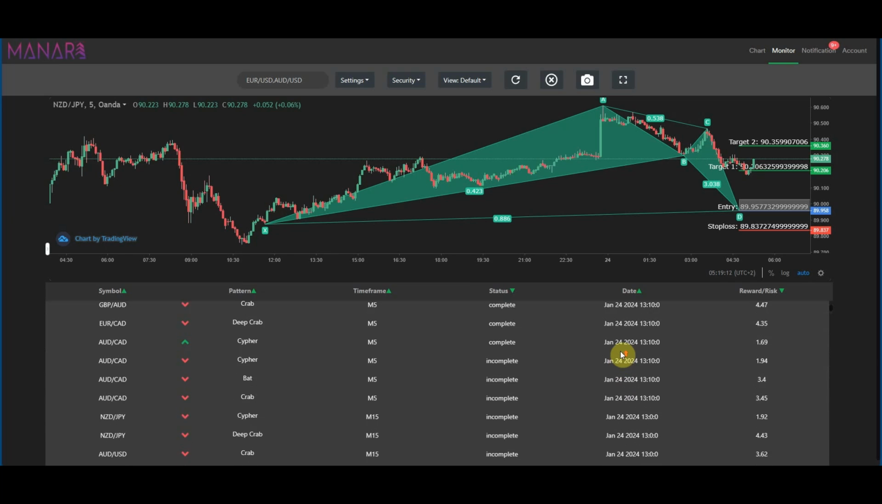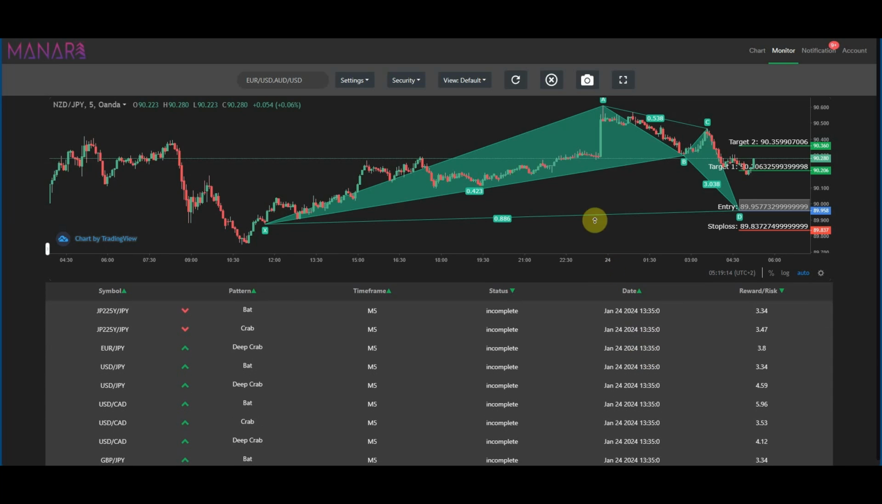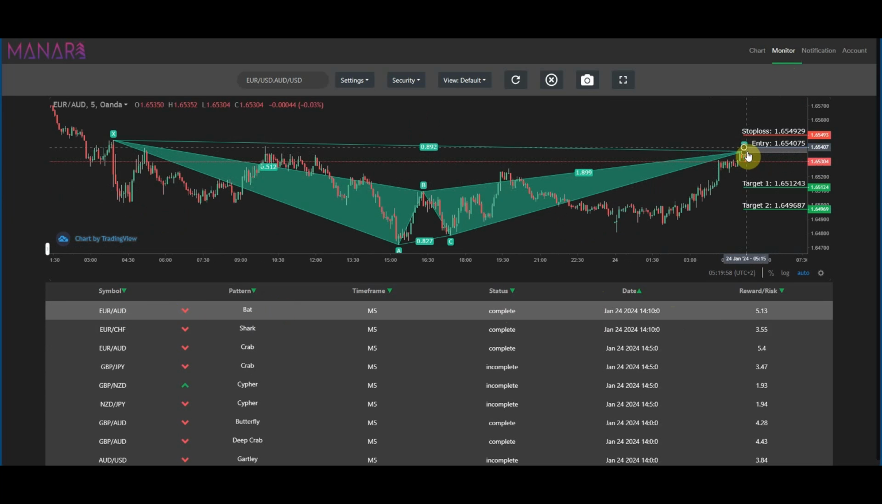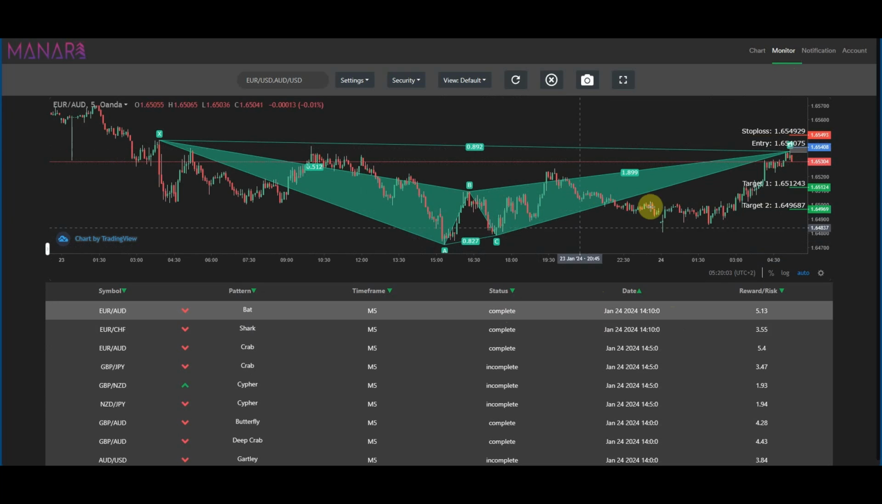So there's always patterns coming through. It's quite a good tool. I'm just going to scroll to the top and see. I might actually refresh. So just to note, I'm in the monitor tab and I'm going to check now the latest patterns that are showing as complete just to see what they're doing. So we've got the Euro Aussie BAT. Now I've hit the entry. Once again, C to D, really quite a positive spin.